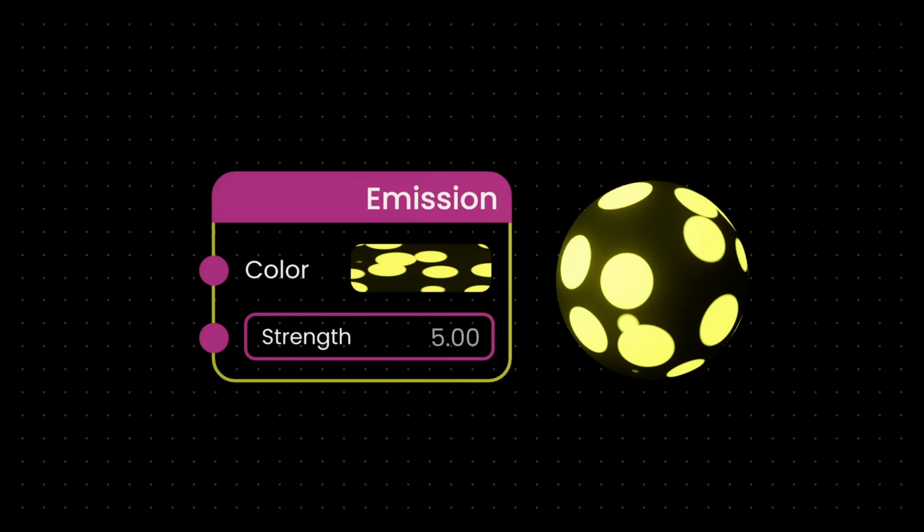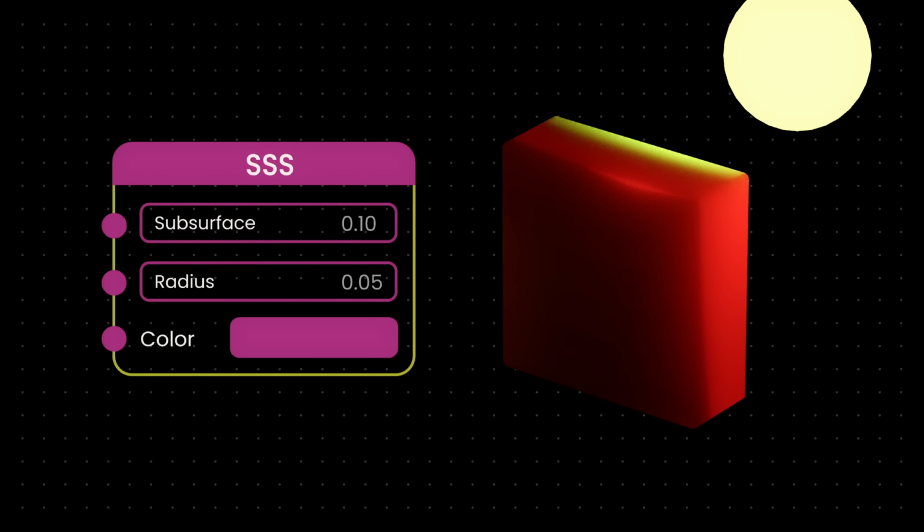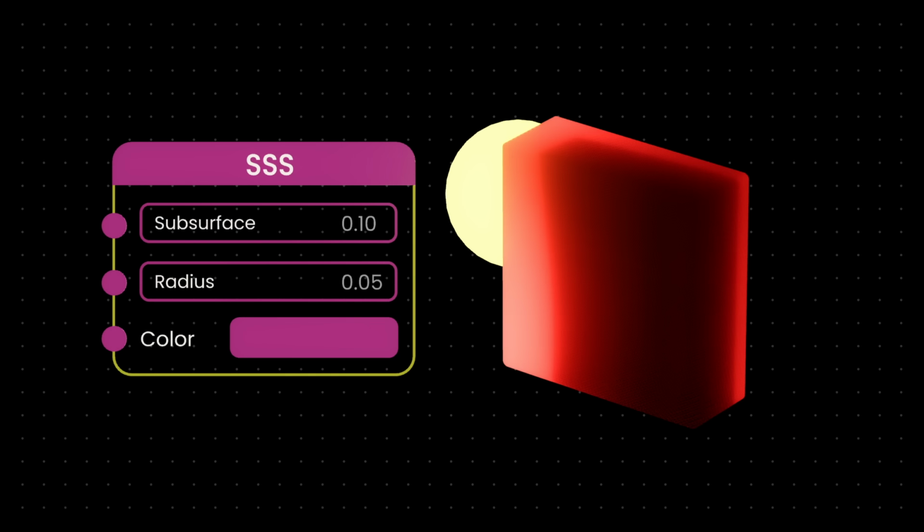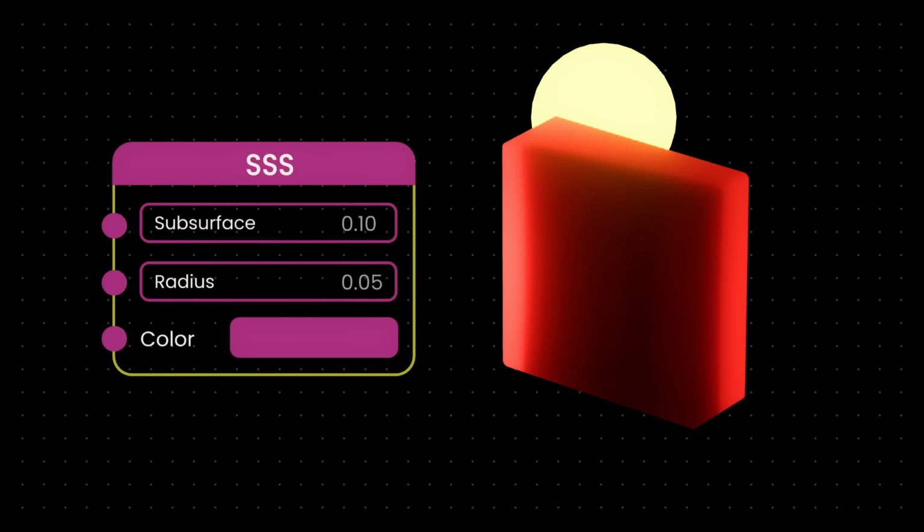Subsurface scattering, or SSS for short, simulates light going through the skin, which helps skin and wax look more realistic. If you hold your finger up in front of a light, you'll see the light scattering inside your finger. This is what subsurface scattering simulates.